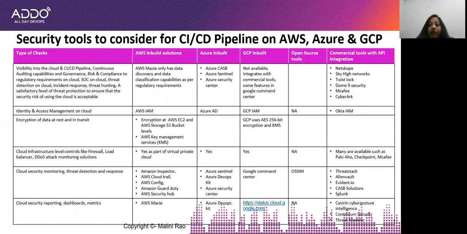Cloud security monitoring, threat detection and response. You have Amazon Inspector, AWS CloudTrail, AWS Config, Amazon GuardDuty, AWS Security Hub. So I'm not going into details of each and every tool because of the time limit. Similarly, you have it on Azure: Sentinel, Azure DevOps Kit, Azure Security Center, which does the similar thing. And then Google Command Center, which also has the capability to do monitoring, threat detection, analytics, and response. OSSIM is one of the open source SIM solutions, but it's not widely used for cloud specific kind of environment. Then you have Threat Stack, AlienVault, Evident.io, CASB solutions, and Splunk.